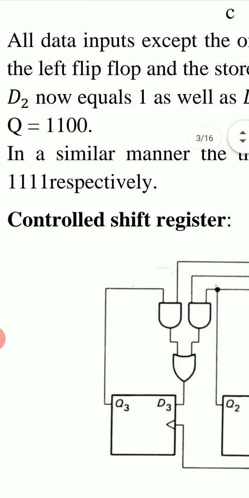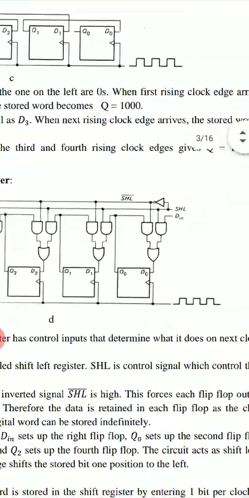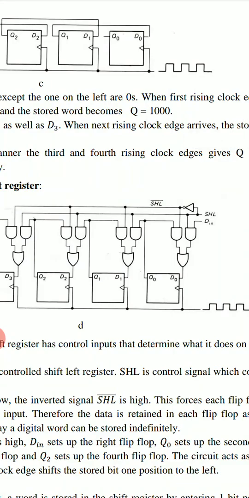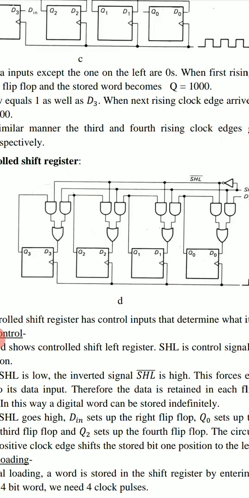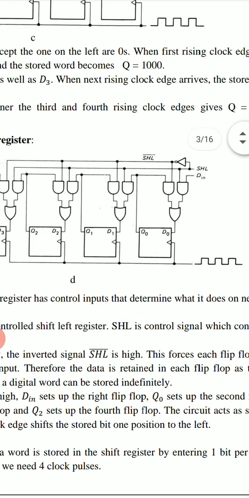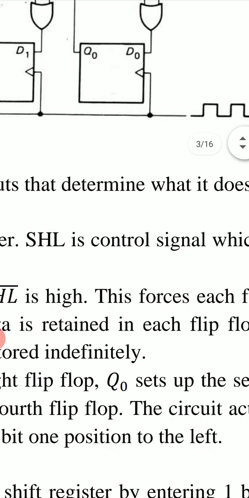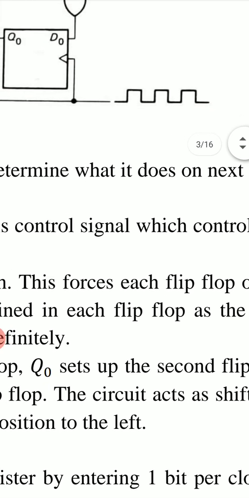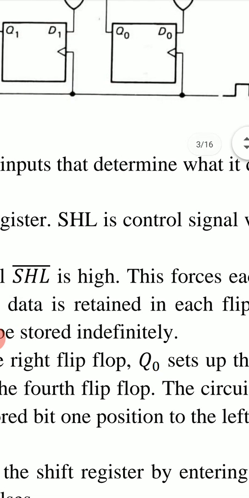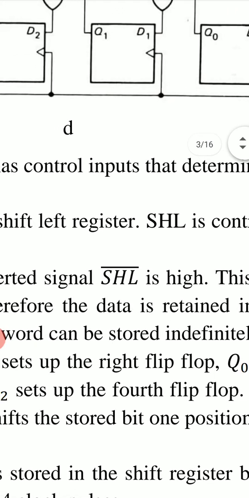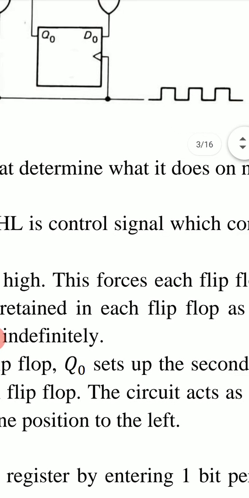Controlled shift register. This is the circuit diagram of a controlled shift register. There are 4 positive edge triggered D flip-flops. These are 4 D flip-flops. This is the clock pulse, and these are positive edge triggered D flip-flops. The clock signal goes to each of these 4 D flip-flops. This triangle symbol shows that it is positive edge triggered.